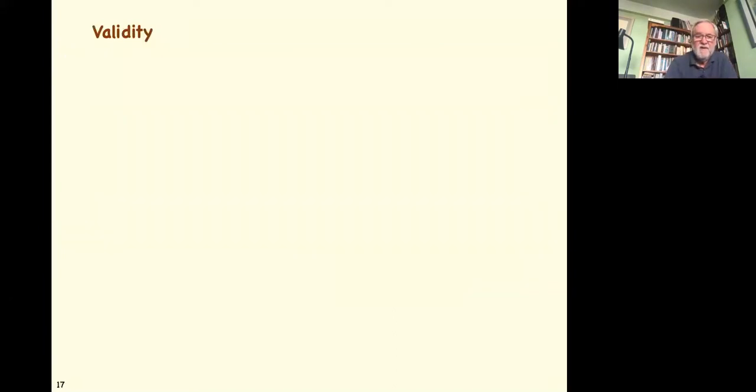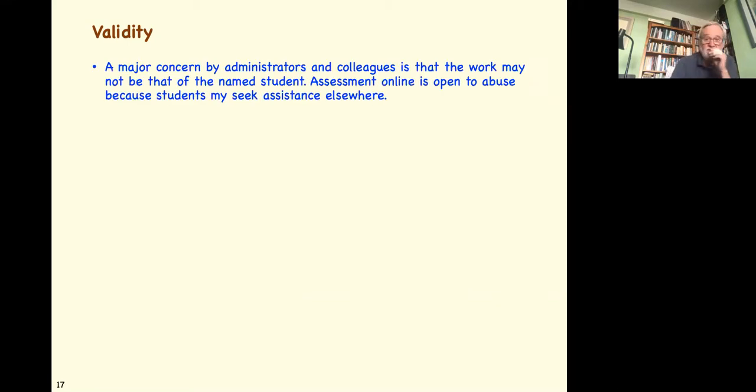Right. I'm coming to the end, and I thought it was worthwhile just talking a little bit about validity. A major concern by administrators and colleagues is that the work on an open book, or online, may not be that of the named student. Of course, the Open University faced that right from the very beginning and devised various methods of trying to make sure it wasn't too easy to send in a ringer to set the exam for you. Assessment online is open to abuse because students may seek assistance elsewhere.